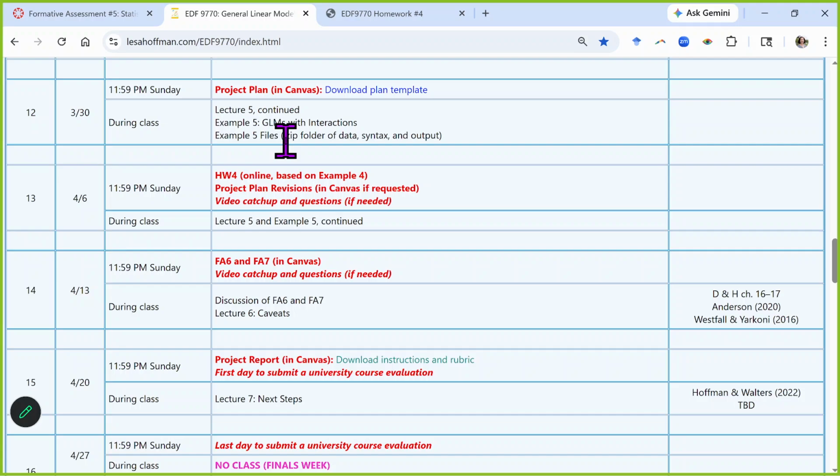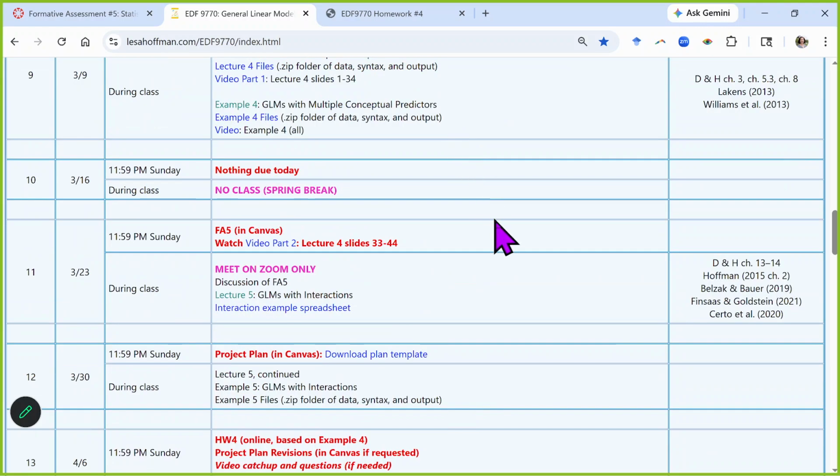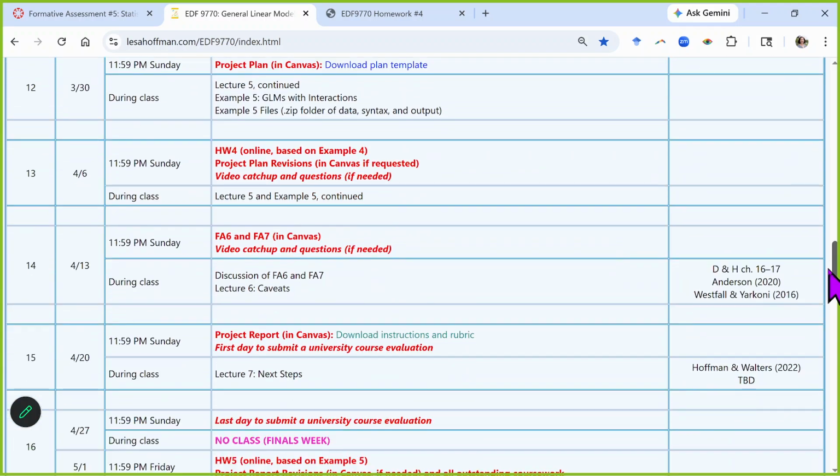Cool. Yes. So today was formative assessment number 5, which we're going to talk about, and then we have... Let's see. What's too far here? There we go. We have the project plan due next week. Homework 4 that we were just talking about is due the week following. And then we have 2 formative assessments and then the report.